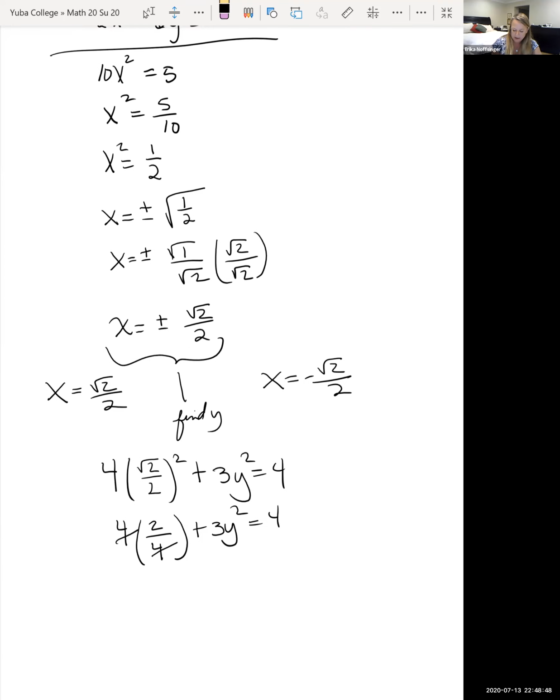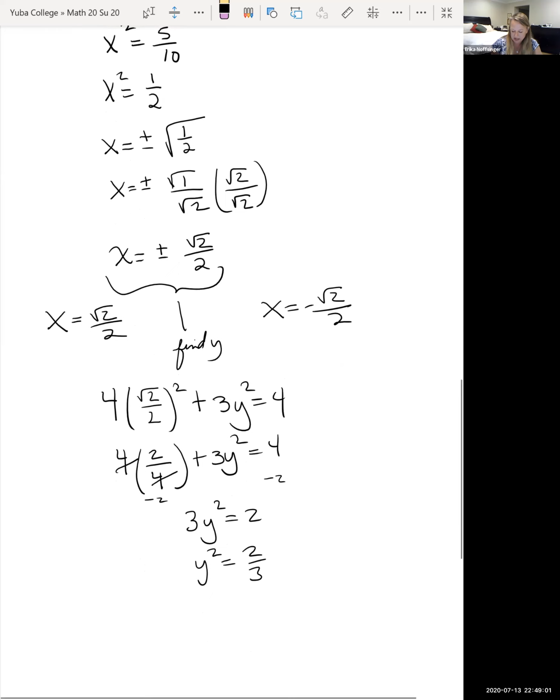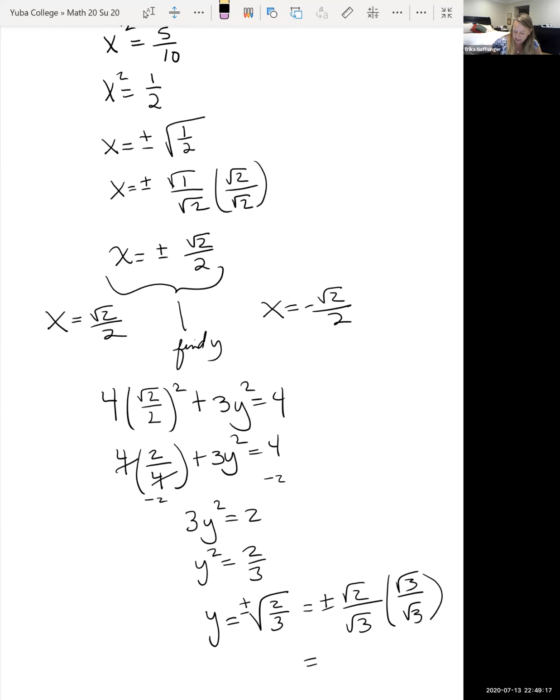I'm going to have to get y by itself, so let's subtract 2 on both sides. We get 3y squared equals 2. Divide by 3, we get y squared equals 2/3. Take the square root of both sides, plus or minus, and rationalize your denominator. So we get plus or minus root 6 all over 3.